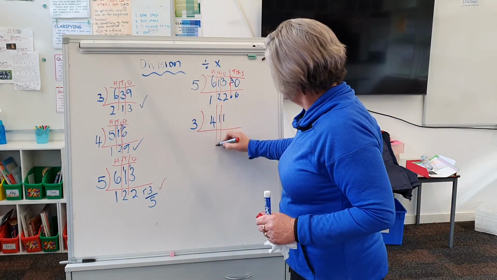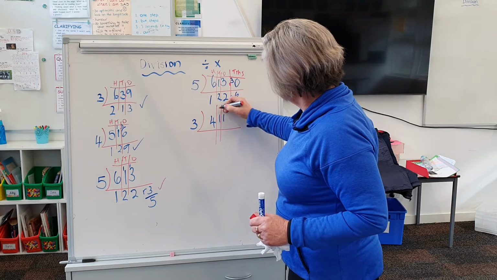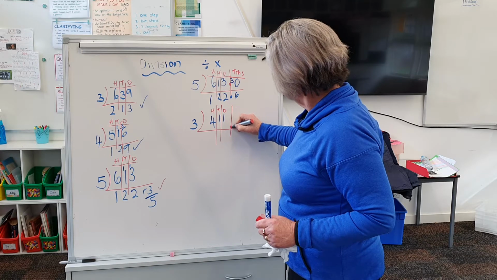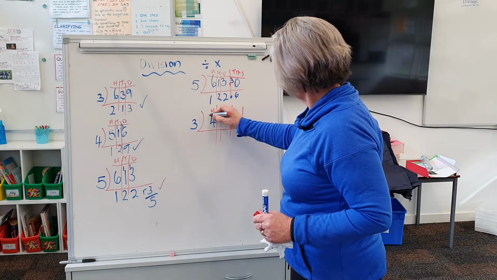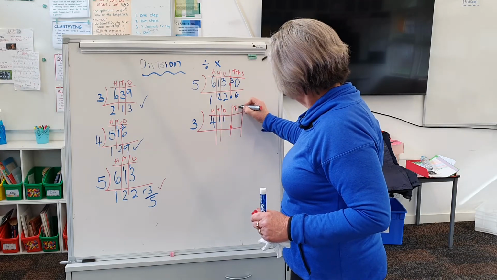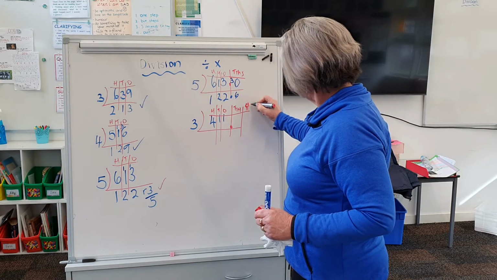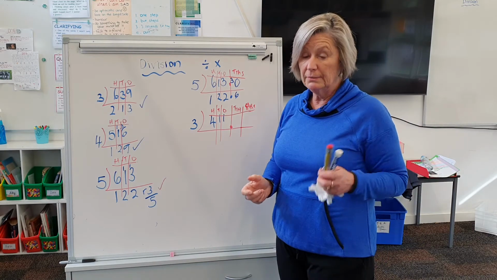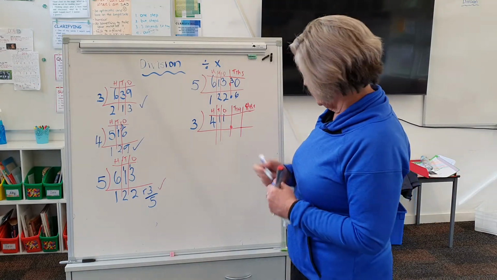So ones, tens, hundreds. And I'm hoping I can get to tenths and hundredths. Let's see if we can do it. What column do I start in? Always start in the hundreds.